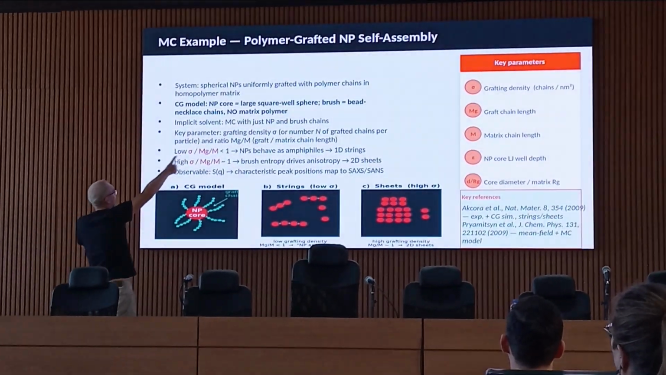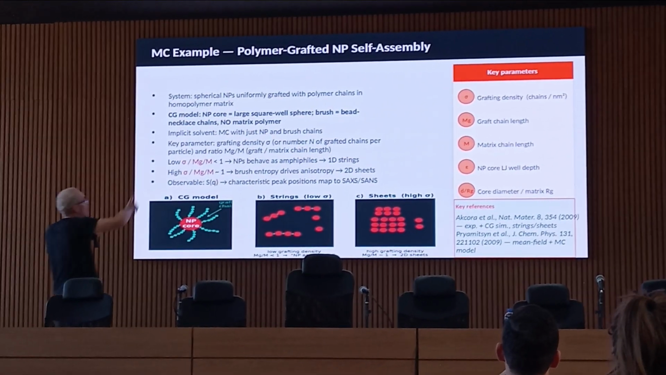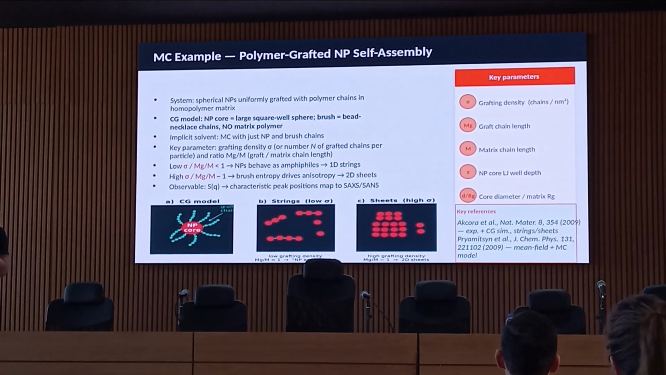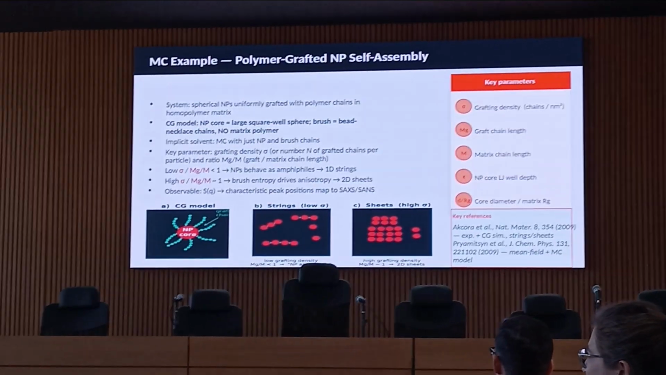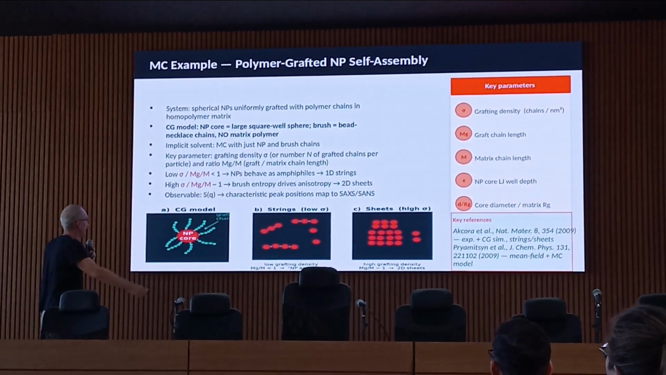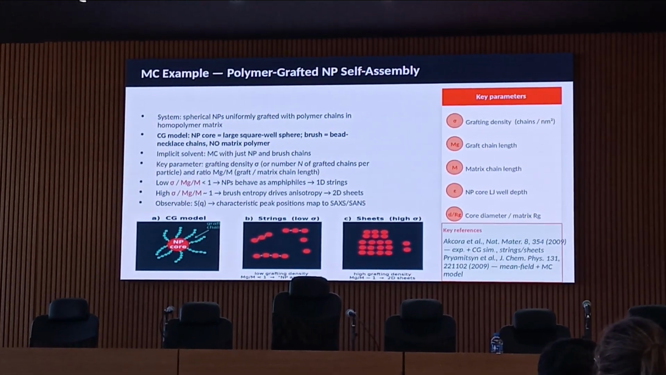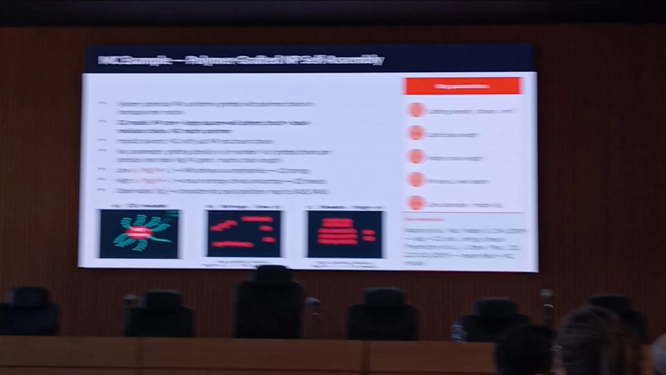So this is what I described here. You have nanoparticles with grafted polymers and you put this in the polymer matrix. Again, when you simulate these things, you throw out the matrix and you only simulate those, and you treat the interaction between those by effective interactions mediated by the homopolymers.